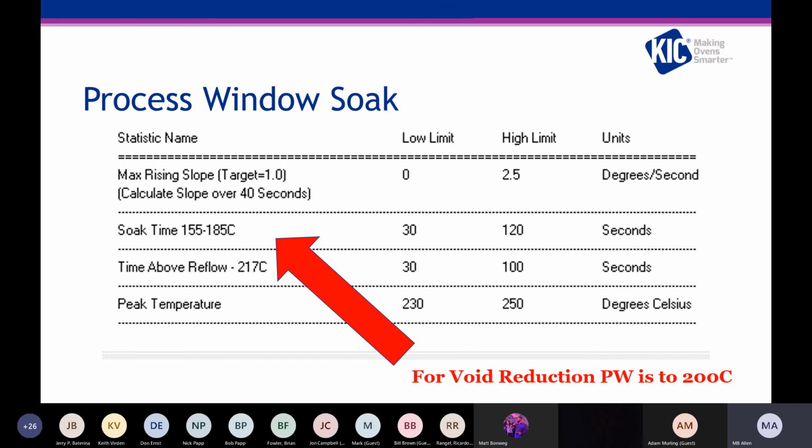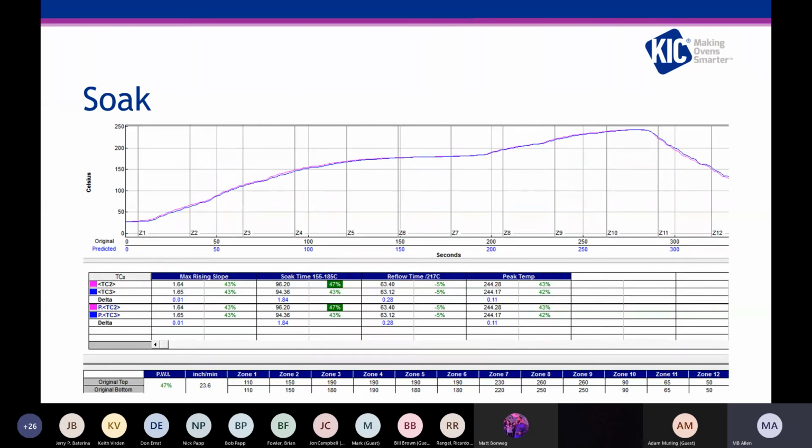I've recently seen this where they've taken the soak even longer successfully. You have to realize that if you go too long, you can have other problems with your solder. But this would be a visual of what a longer and higher temperature soak would look like in your profile.